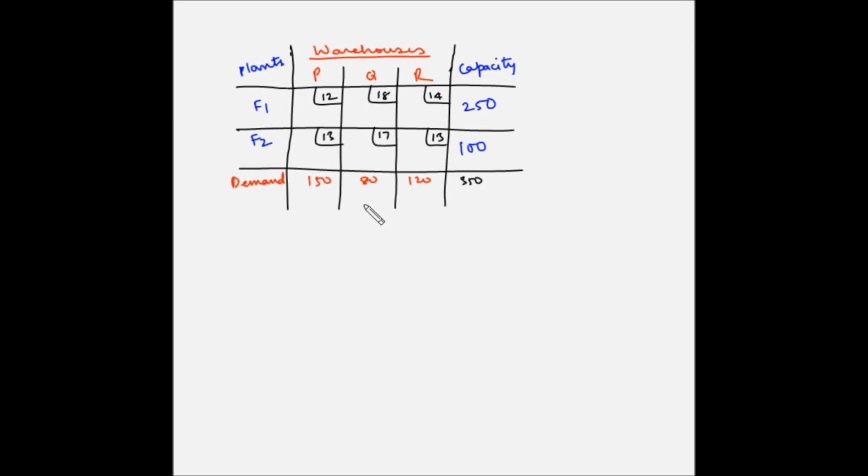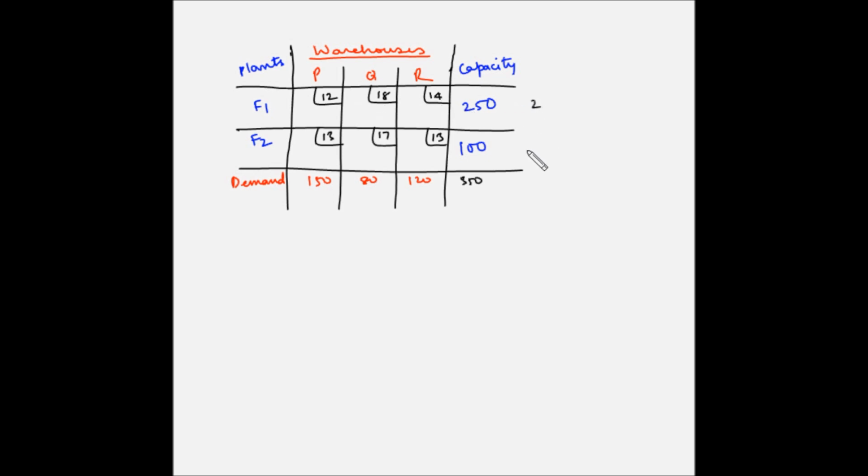Now the next step is to find the basic initial feasible solution. So let's use Vogel's approximation method to find the initial feasible solution. In Vogel's approximation method, the first step is to calculate the difference between the two minimum elements for each row and each column. So let's start row wise. For the first row, the minimum cost is 12 and the next minimum cost is 14. So 14 minus 12 is 2.